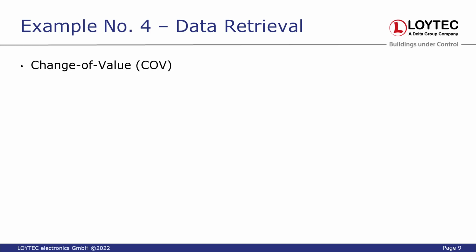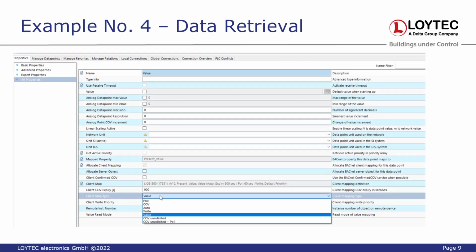If a server device is not supporting COV subscriptions, then the client mappings can also be polled in a specified interval. The behavior on how data is obtained can either be configured automatically. This means our firmware checks if the COV subscription is possible. If not, then it will be polled. Or it can also be manually configured inside the links configurator by selecting data point, all properties, client map type.